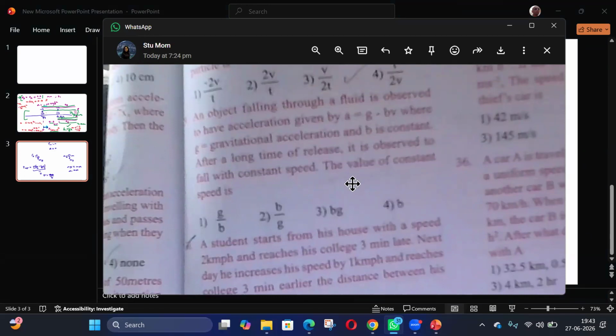Like when a raindrop falls from a height, as it comes down, the velocity will keep on increasing. But as the velocity keeps on increasing, the resistance force, the viscous force, will also keep on increasing. At some stage, both will be in balance. After that, the net force acting on the raindrop will be zero. So after that, the raindrop will fall with a constant speed.